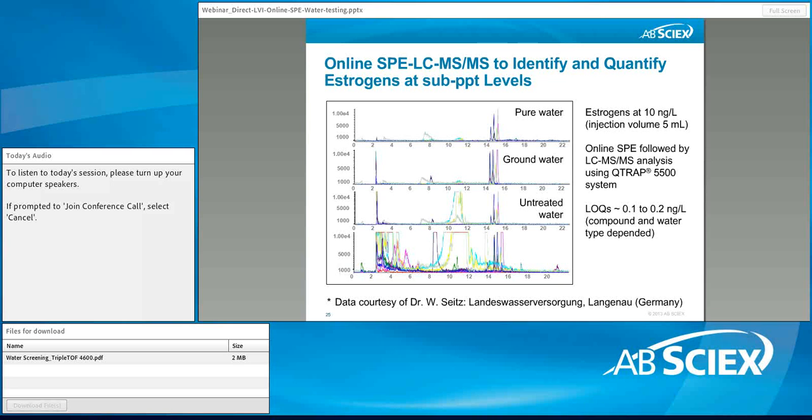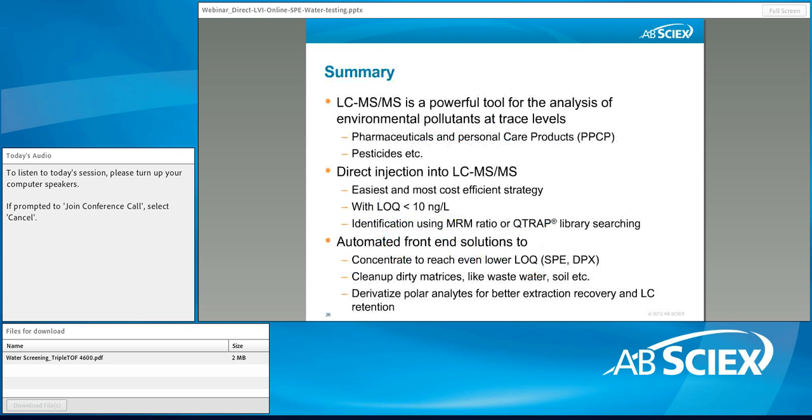We injected 5 milliliters into the online SPE system before these compounds were detected on a QTRAP 5500 system, and the automated online SPE system here allowed us to quantify the 4 estrogens we wanted to detect at 0.1 to 0.2 nanogram per liter levels. With this, I'm at the end of this little presentation.